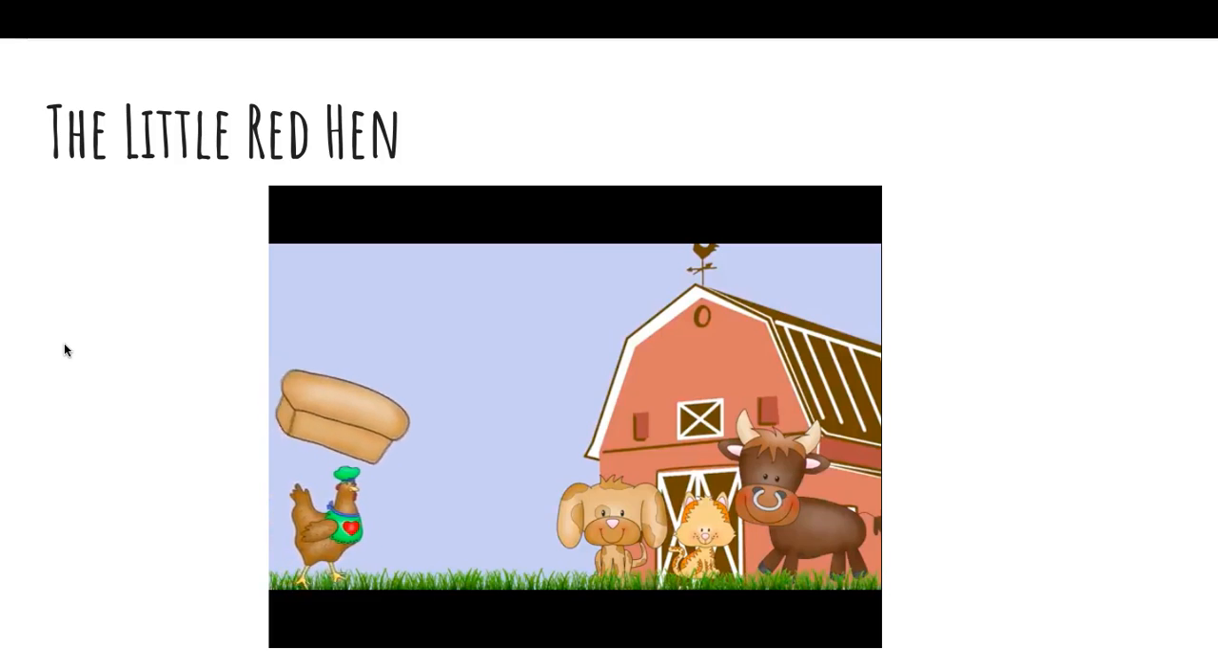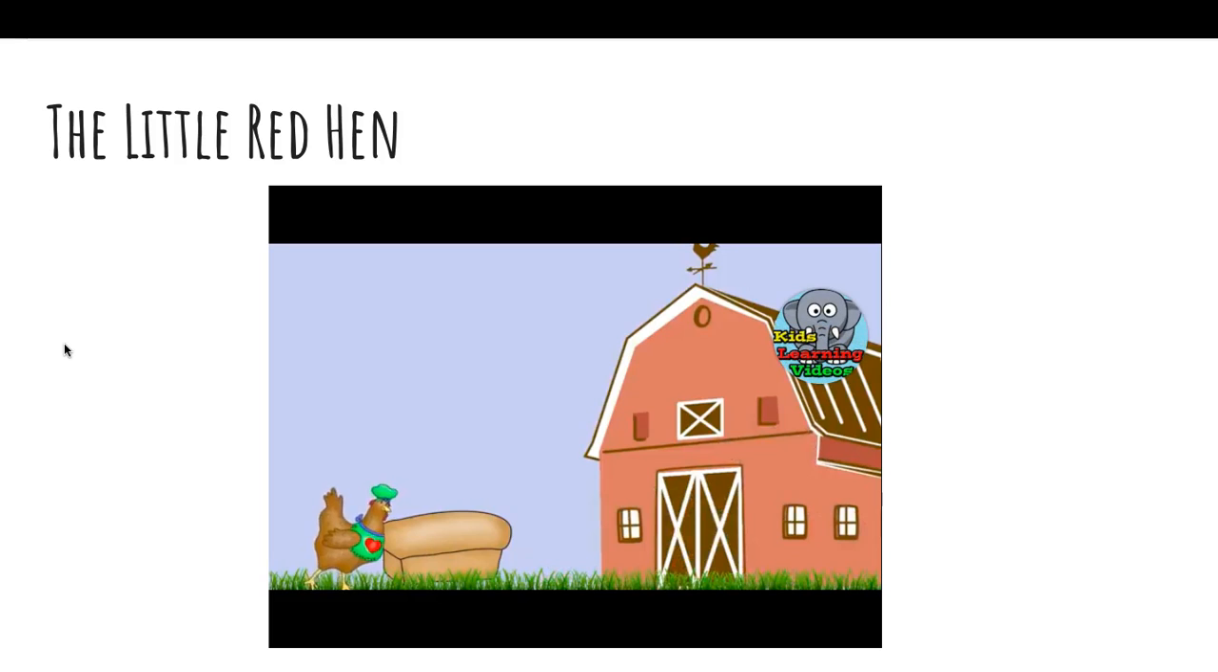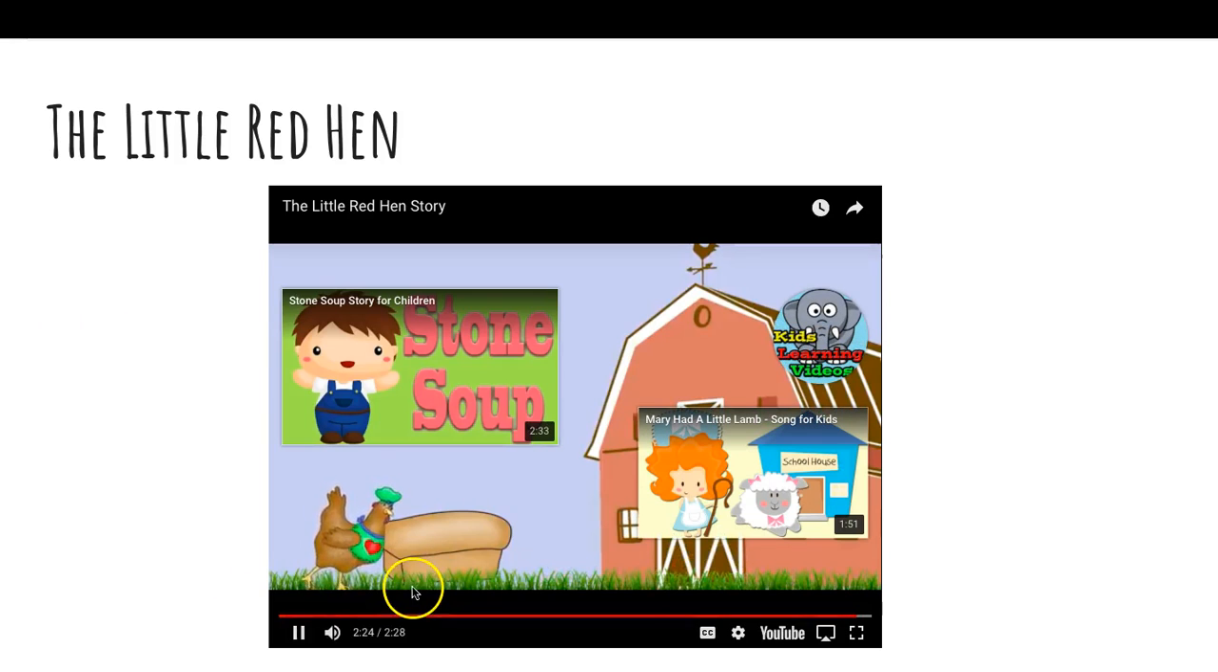Once the bread was finished, the little red hen asked, "Who will help me eat this bread?" "We will," said the duck and the dog. "Us too," said the bull and the cat. "And don't forget me," said the mouse. "Nope," said the little red hen. "This bread is for those who worked on it." And then she relaxed and enjoyed all of her hard work.